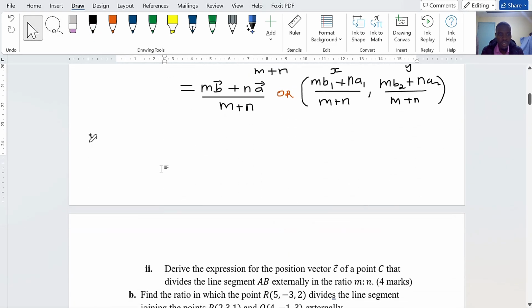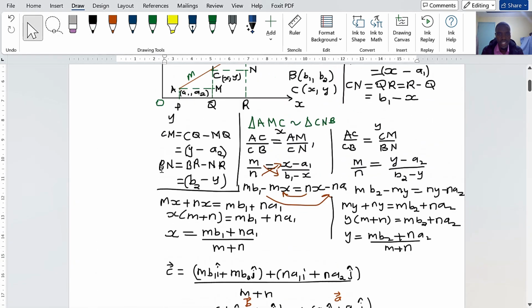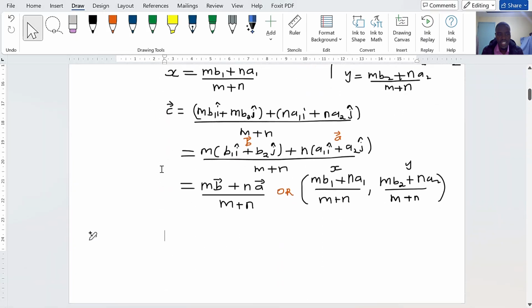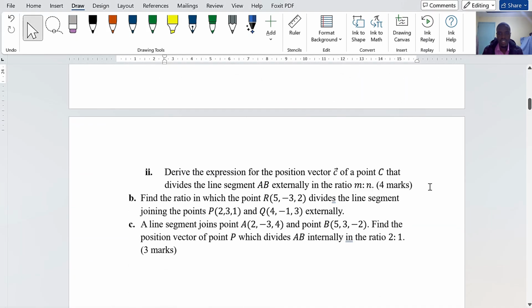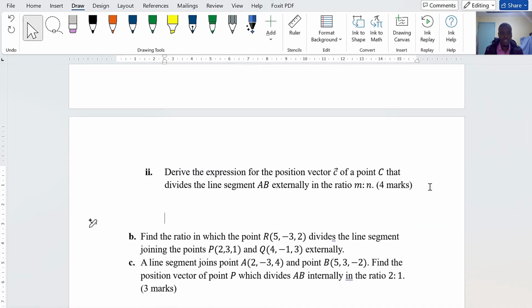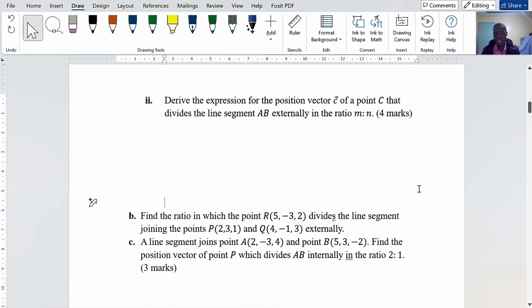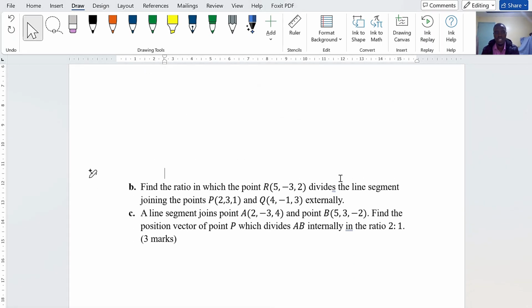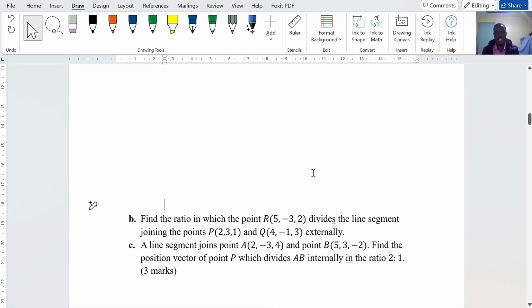Okay, now we go to the next thing. Now that is that. The next thing is on external division. So we'll follow the same procedure, but a little bit different. I'll move this down because we need this space.